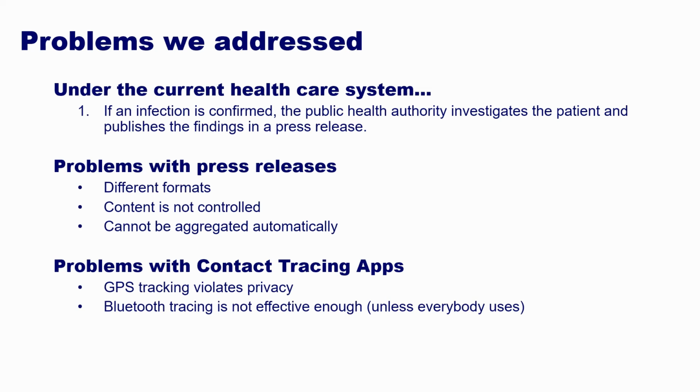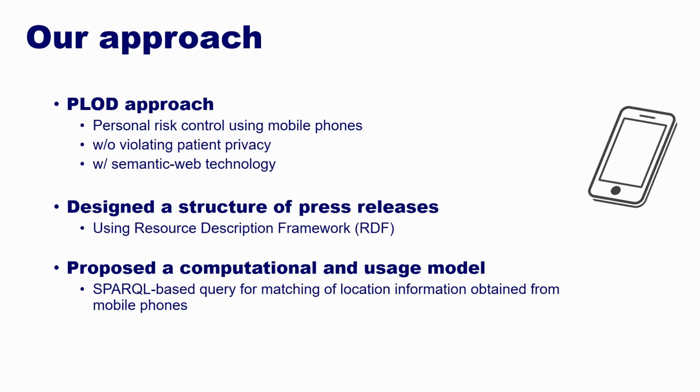Under the current healthcare system, when an infection is confirmed, the public health authority investigates the patient and publishes the findings in a press release. But there are problems in the practice of press releases. There are independent formats for each local government, without standard in their content. Thus, they cannot be aggregated automatically. Also, there are problems in current contact tracing applications. GPS tracking violates privacy. Bluetooth tracing is not effective enough, unless everybody uses it.